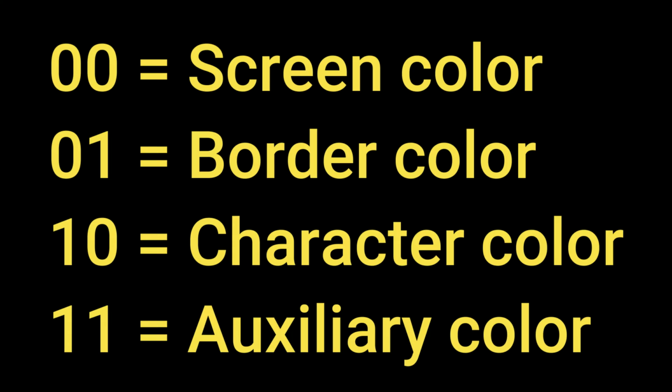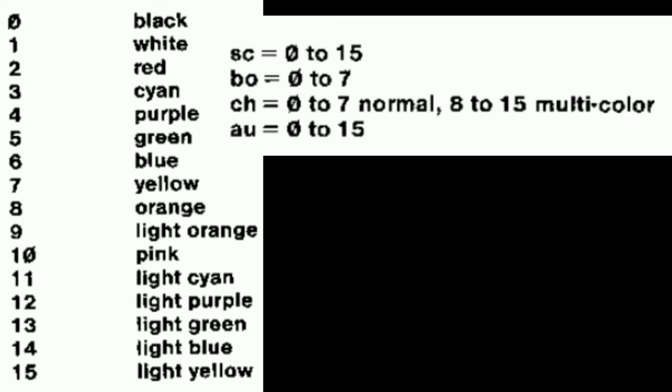All of the colors except for the character color are global for the whole screen. Character color can be controlled on a per character basis by writing to character memory. The VIC-20 has 16 colors. The screen color can be any of those colors. The border color can only be one of the first 8 colors. And the character color can only be one of the first 8 colors in single color mode, but in multicolor mode it can be any of the 16. And the auxiliary color can be any of the 16.